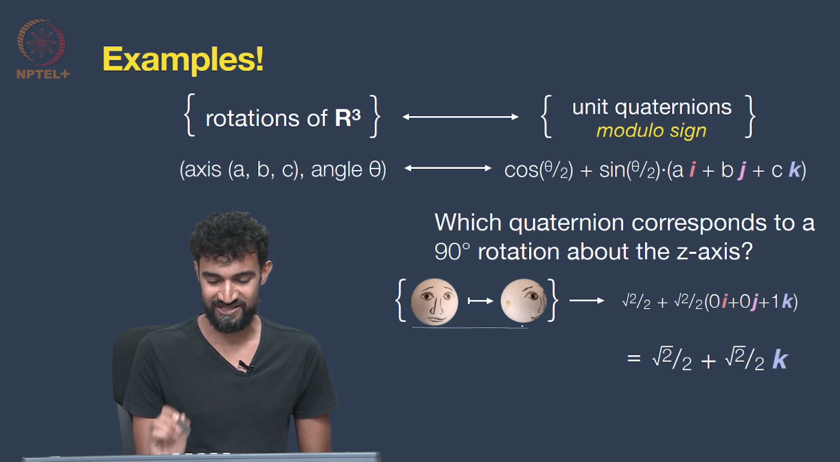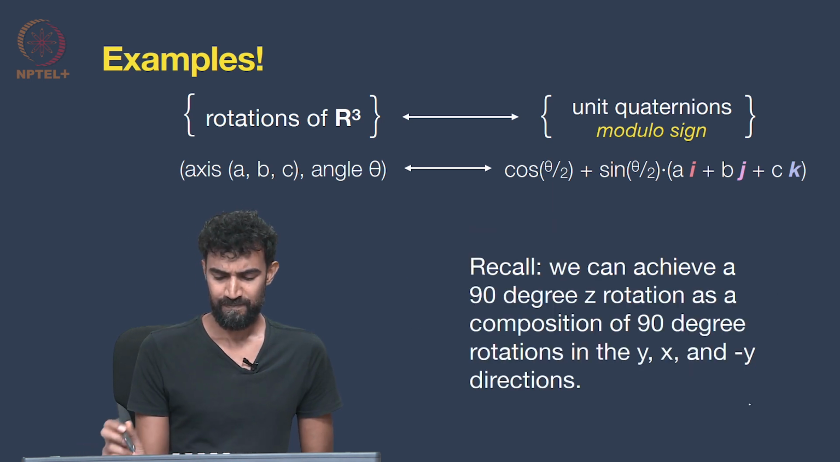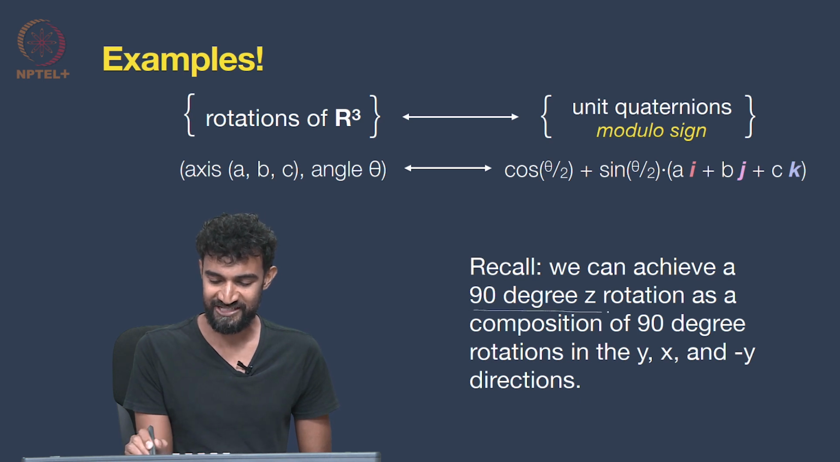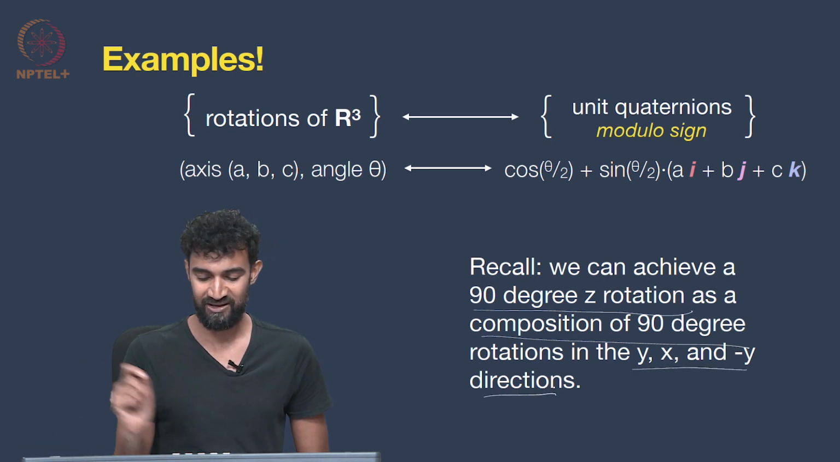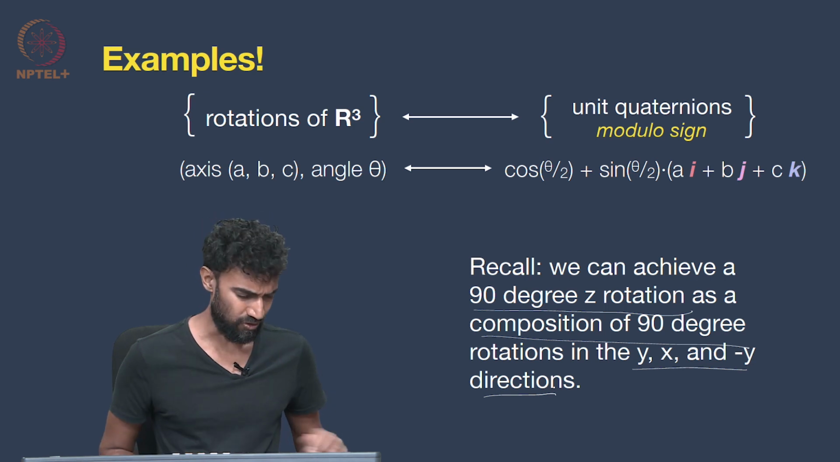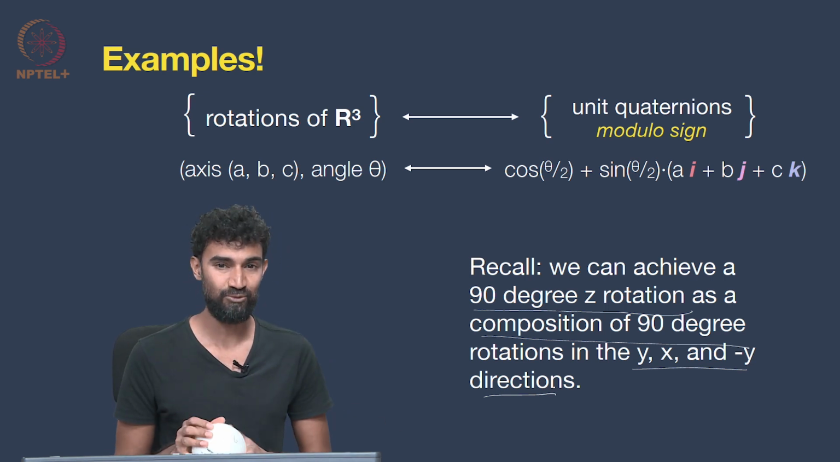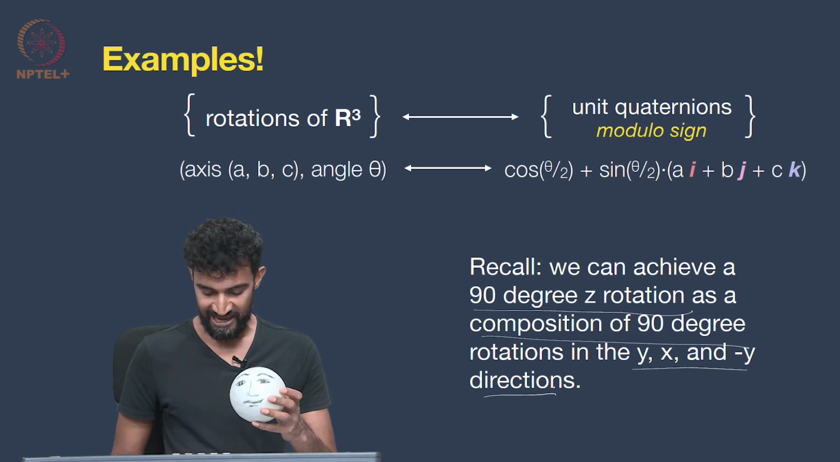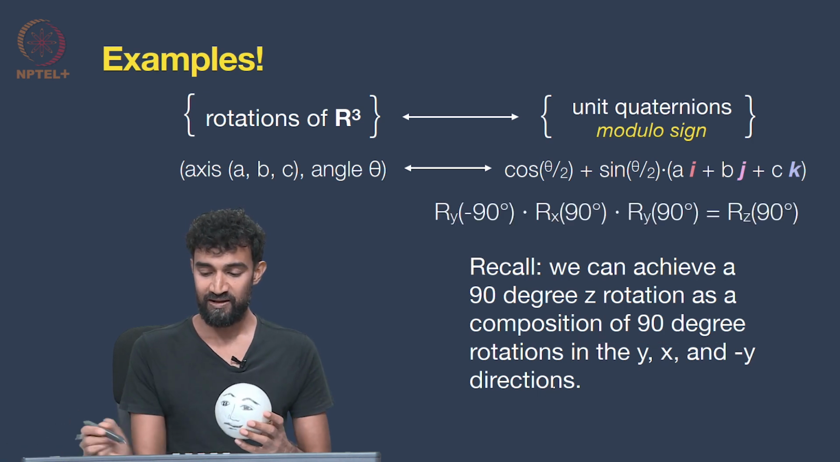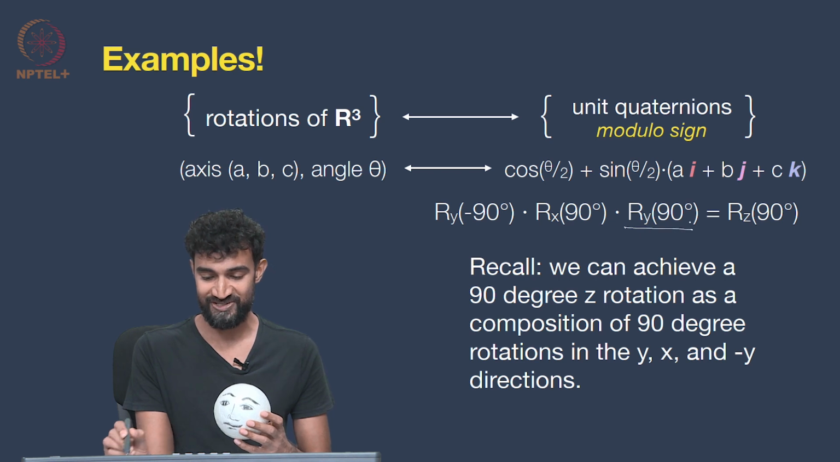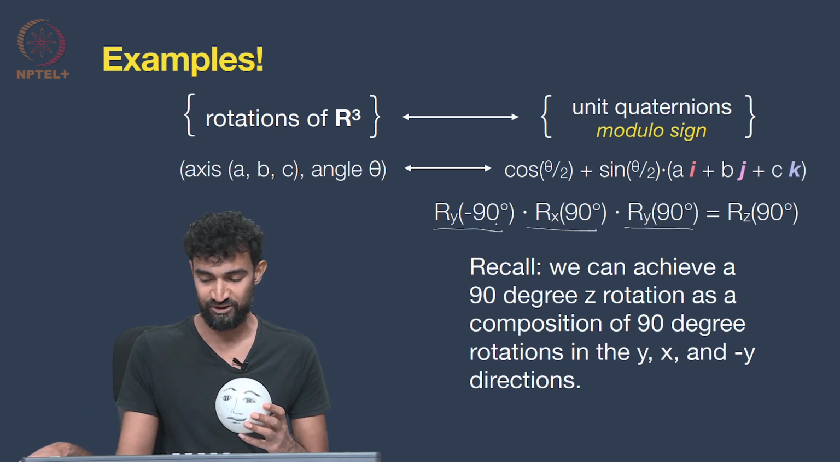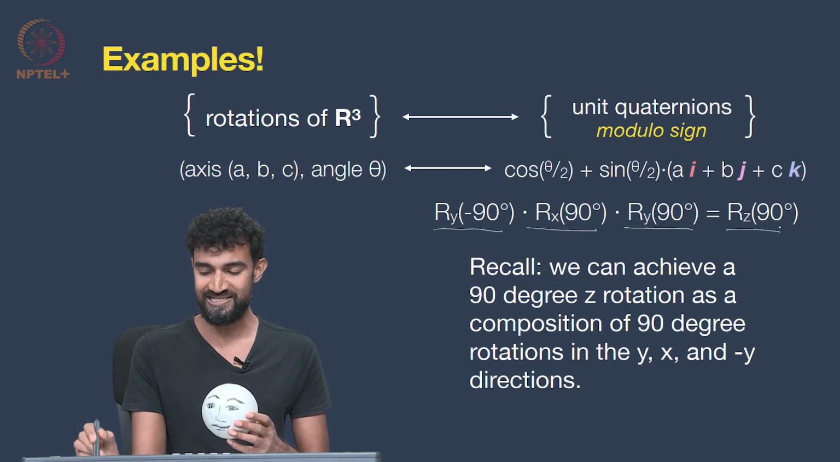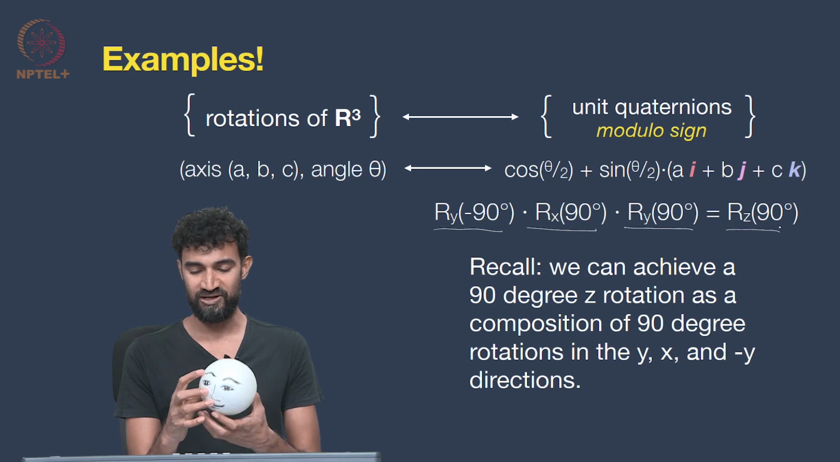Visually, it corresponds to this rotation. Okay, so recall that we can achieve a 90-degree z rotation as a composition of 90-degree rotations about the y, x, and minus y axes. That was an exercise we did in one of the earlier videos. You saw that by doing a y rotation by 90 degrees, followed by an x rotation by 90 degrees, followed by a y rotation by negative 90 degrees, we achieved a z rotation of 90 degrees. Let's just do it quickly to remember.